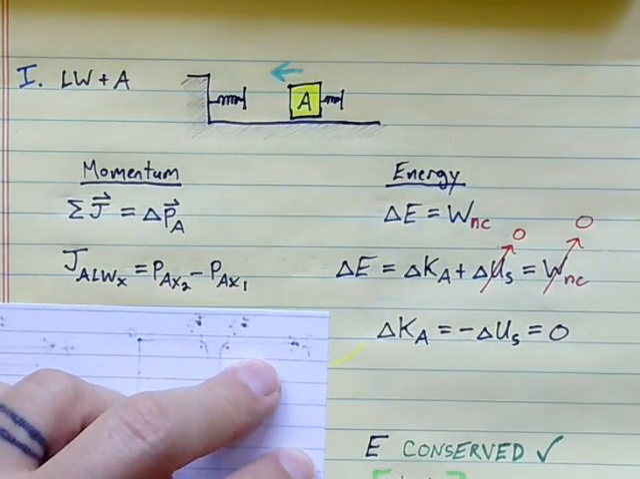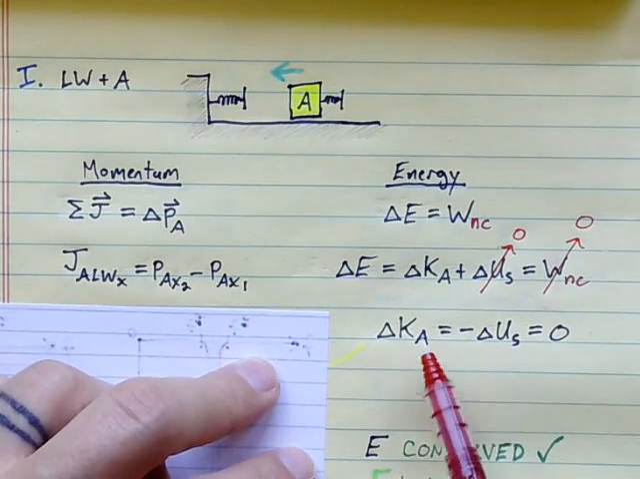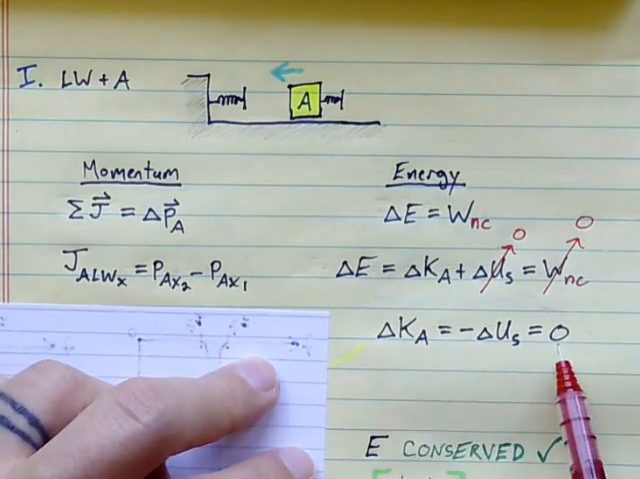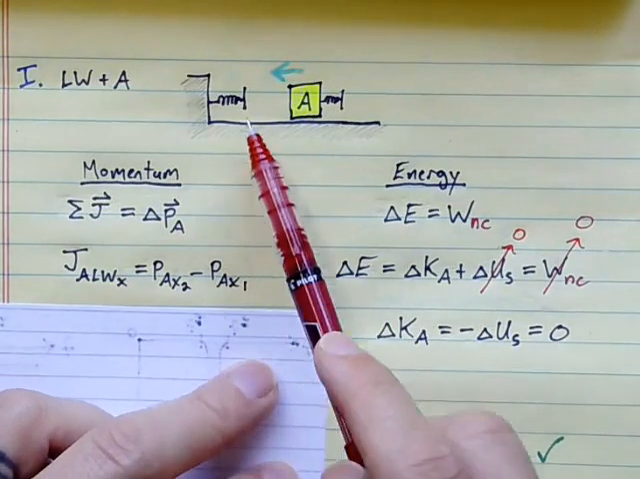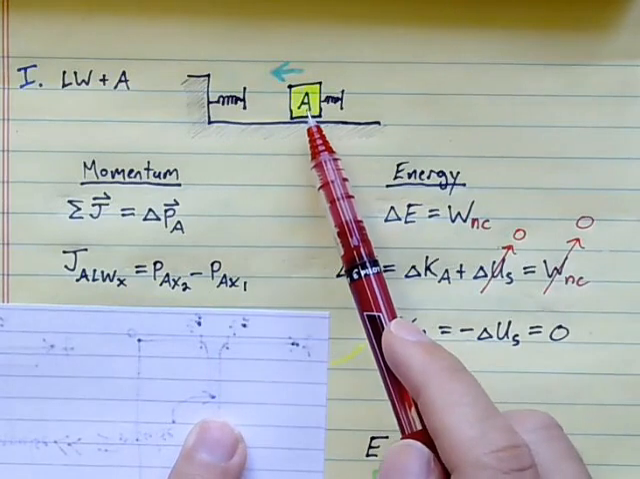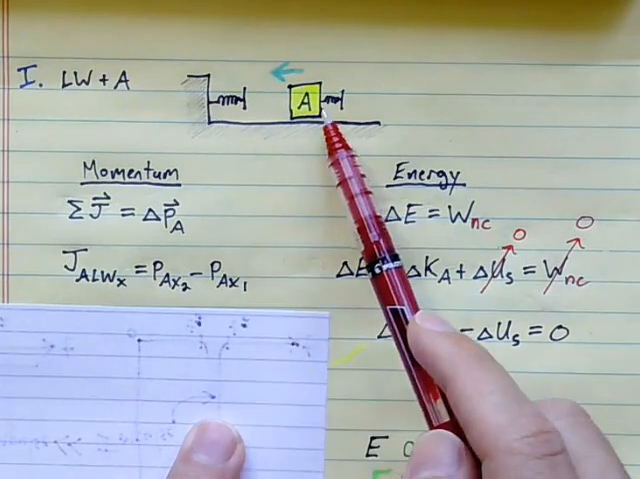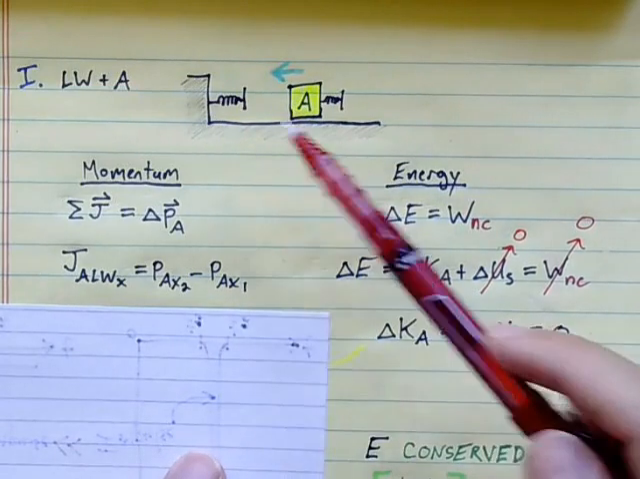So the total change in spring potential energy would be 0, which is then indicating also to us that the change in kinetic energy would be 0. So in this collision, which is clearly elastic, the kinetic energy of A at the beginning is the same as the kinetic energy of A at the end. It's going to bounce off with the same speed at which it came in.